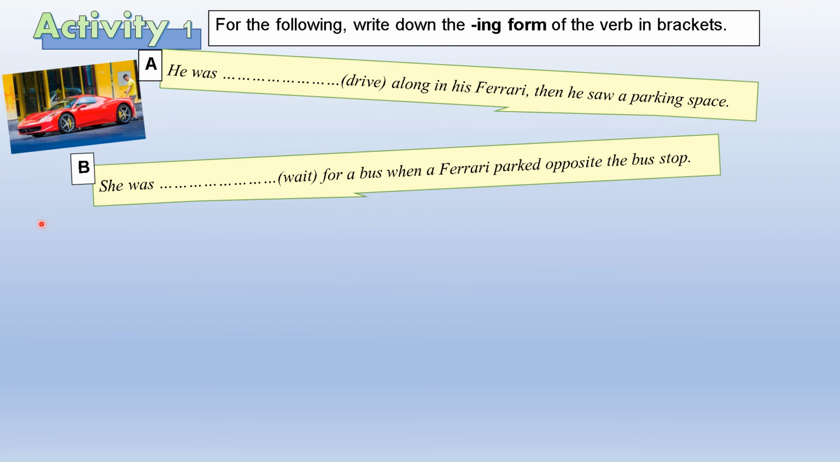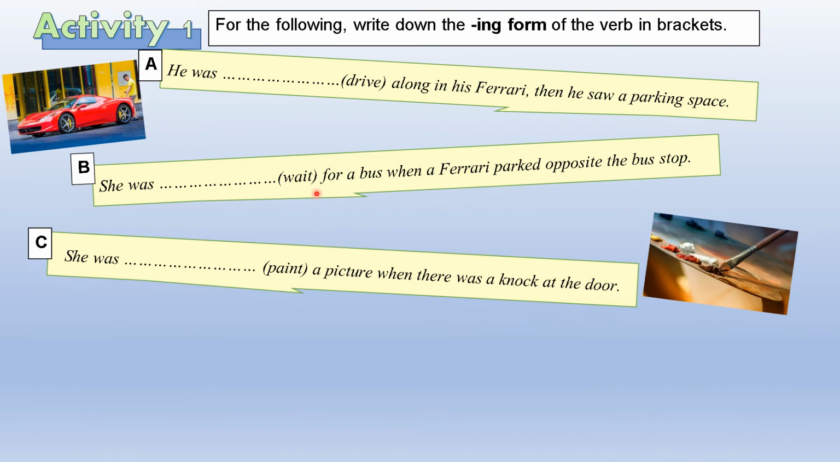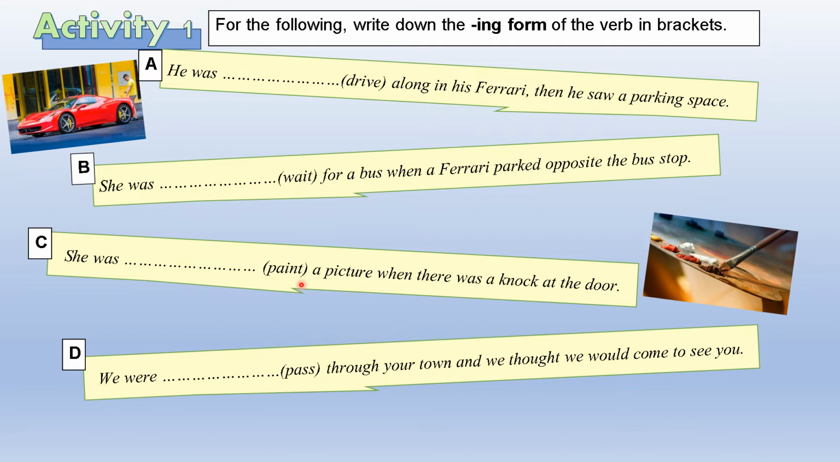B, she was for a bus when a Ferrari parked opposite the bus stop. C, she was a picture when there was a knock at the door. D, we were through your town and we thought we would come to see you.